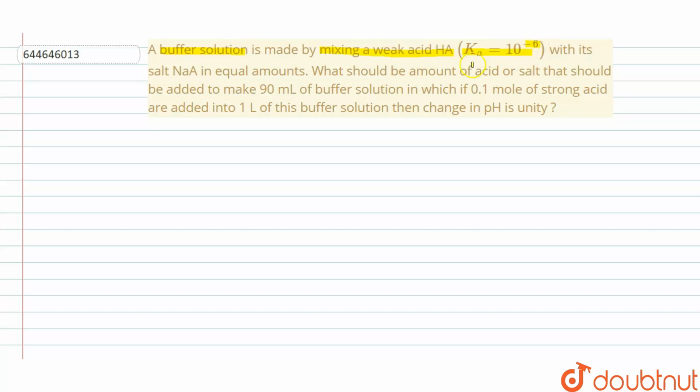Given problem is a buffer solution is made by mixing a weak acid HA whose Ka value is 10 to the power minus 6 with its salt. What should be the amount of acid or salt that should be added to make 90 ml of buffer solution, in which if 0.1 mole of strong acid is added into 1 liter of this buffer solution, then change in pH is unity.